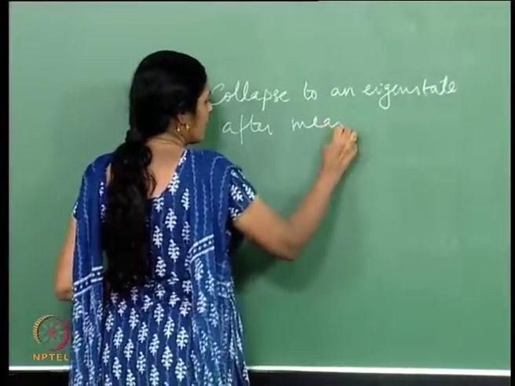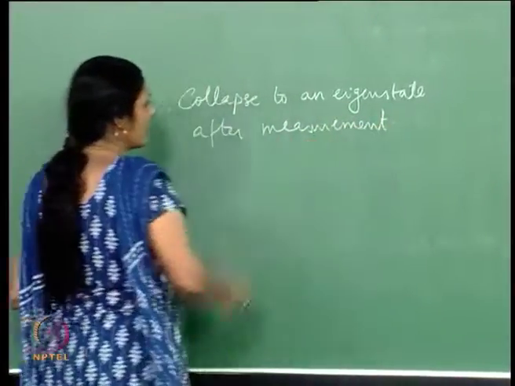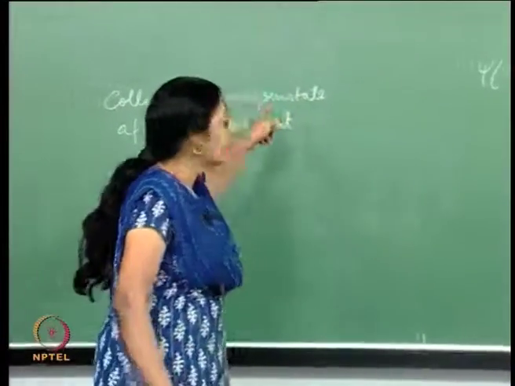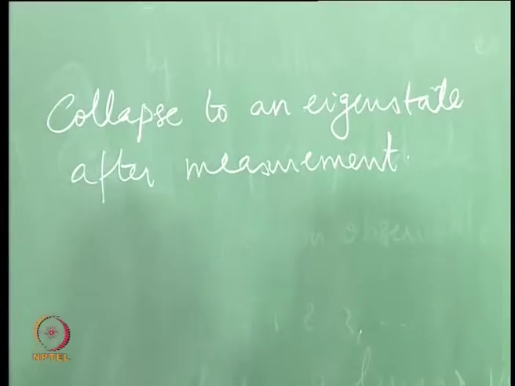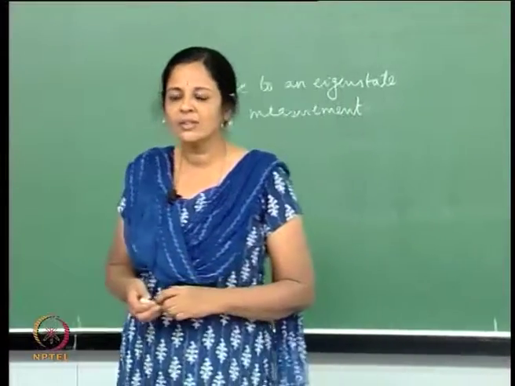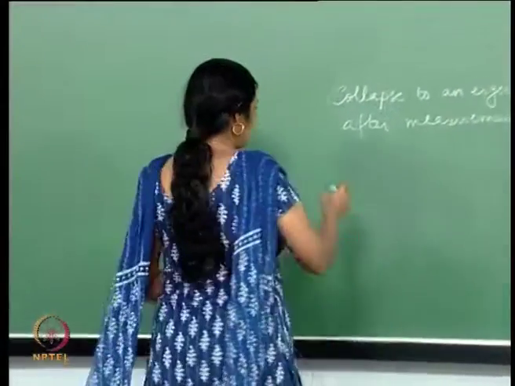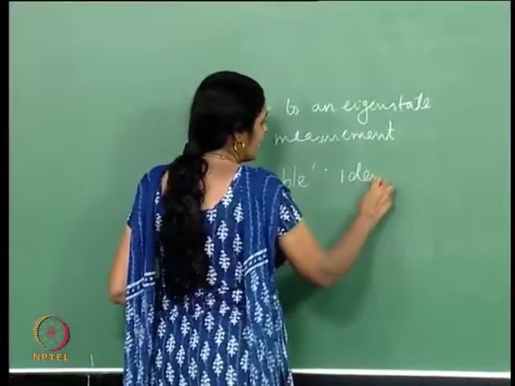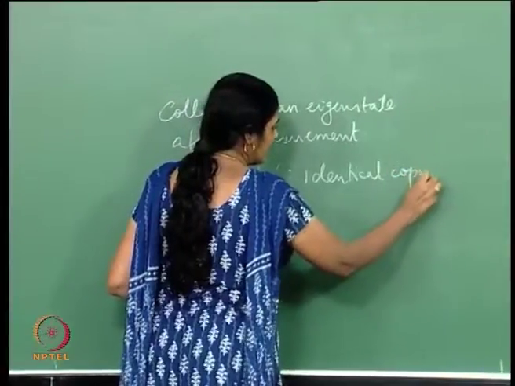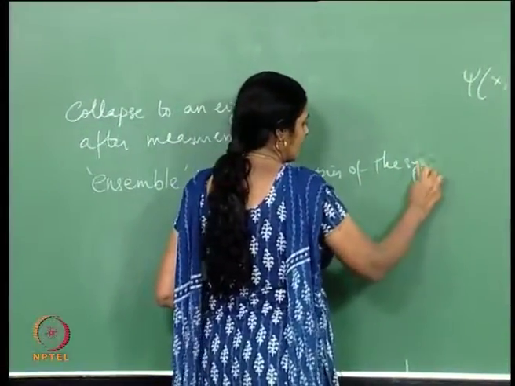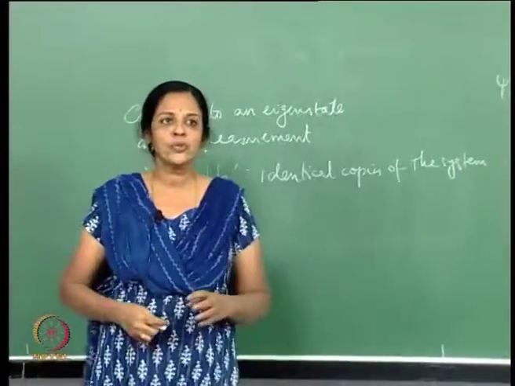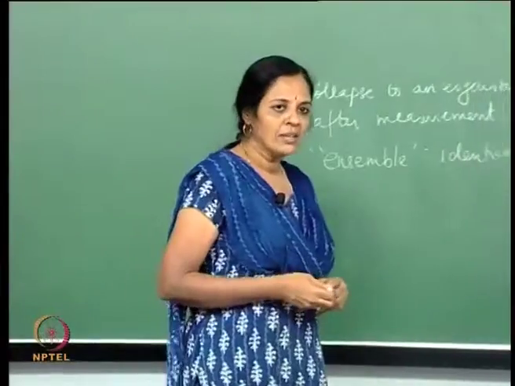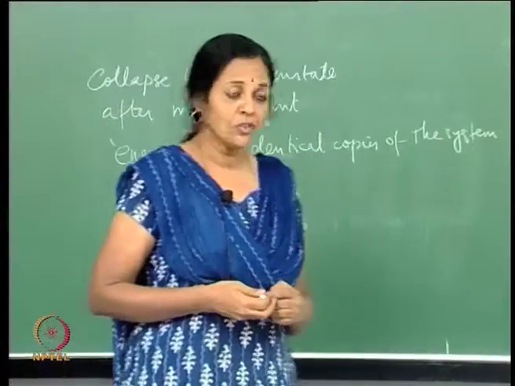Immediately after measurement, the system collapses to an eigenstate, and therefore there is no point in repeating the measurement on this eigenstate or the new state of the system, because this was not the system initially. The only way to handle this problem is to make an ensemble of identical copies of the system on which we conduct the measurement, and then make one measurement on each copy. Take the arithmetic mean, and that is going to be the average value of the observable in question.